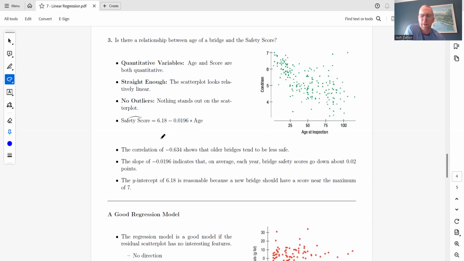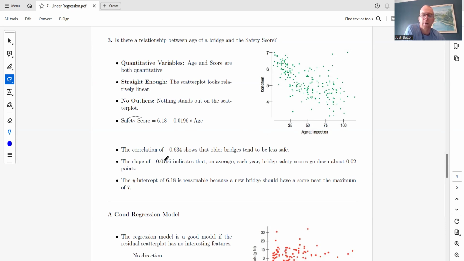And then we have the regression equation given here. So let's talk about this. The correlation is negative 0.634. The negative is indicated by it going down from left to right. This just shows that as the age goes up, the condition tends to go down, which would make sense. Older bridges, or anything else that is manufactured, tend to lose quality as they age. So older bridges tend to be less safe, as indicated by the negative in particular. With a negative correlation, we're also going to have a negative slope.